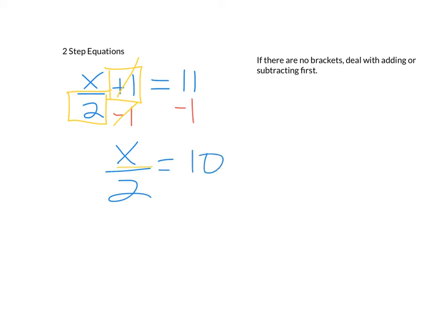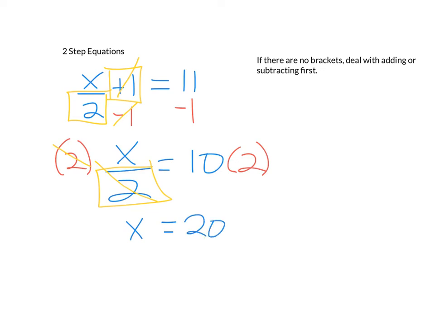We now need to deal with our division of 2. We undo dividing by multiplying, so we'll multiply by 2, and we will multiply by 2. This means that we will have our 2's cancel, leaving us with just x, and on the other side, 10 times 2 is 20. We'll do a quick left side, right side check again.